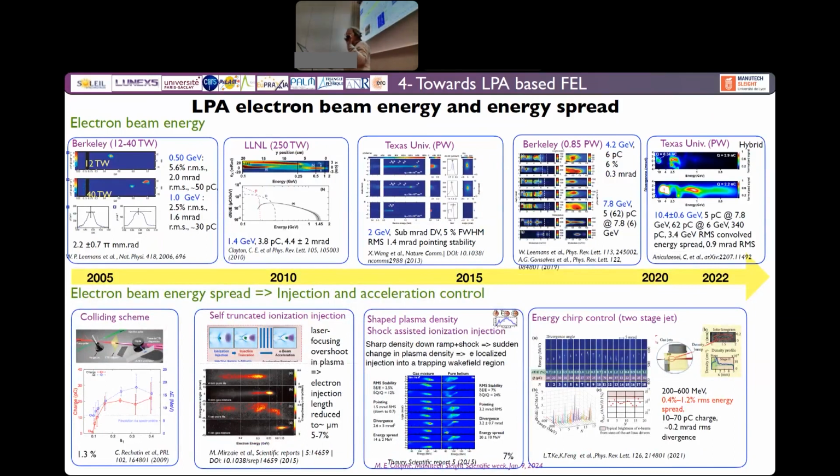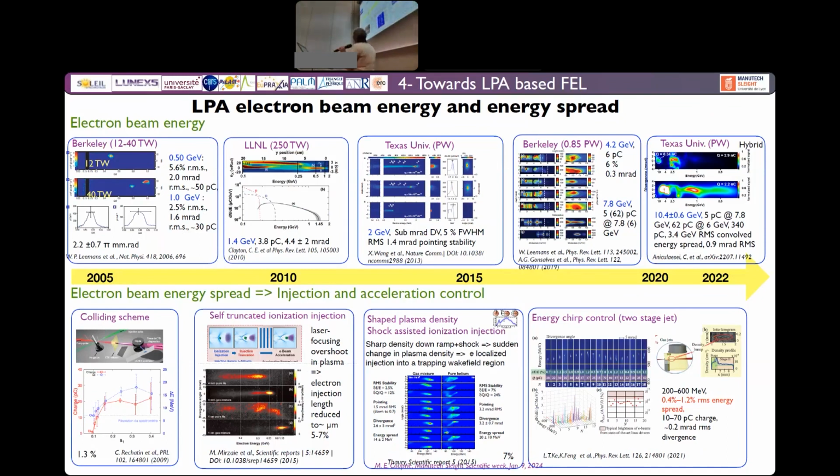So from the point of view of the electron beam energy, there has been some progress after these dream beam papers. Berkeley could go first to 0.5 GeV and then 1 GeV, Livermore to 1.4 GeV, Texas University 2 GeV, then Berkeley 4 and 8 GeV, and Texas University 10 GeV. So for the electron beam energy, it's okay. Then energy spread, it's a bit tricky.